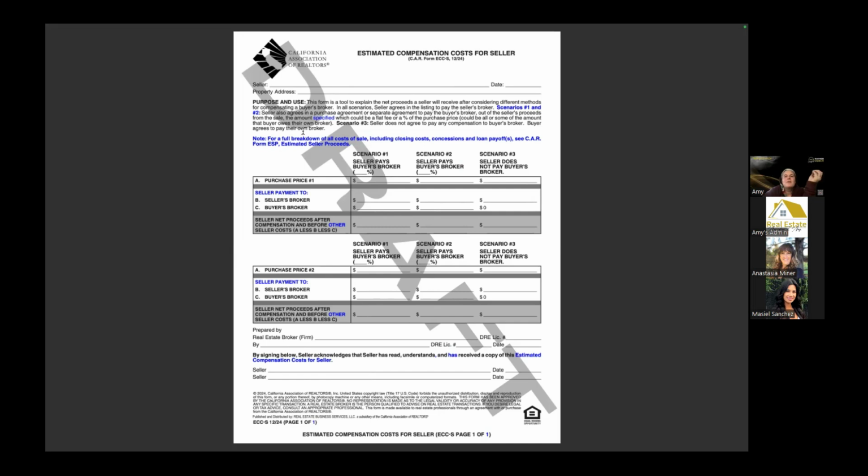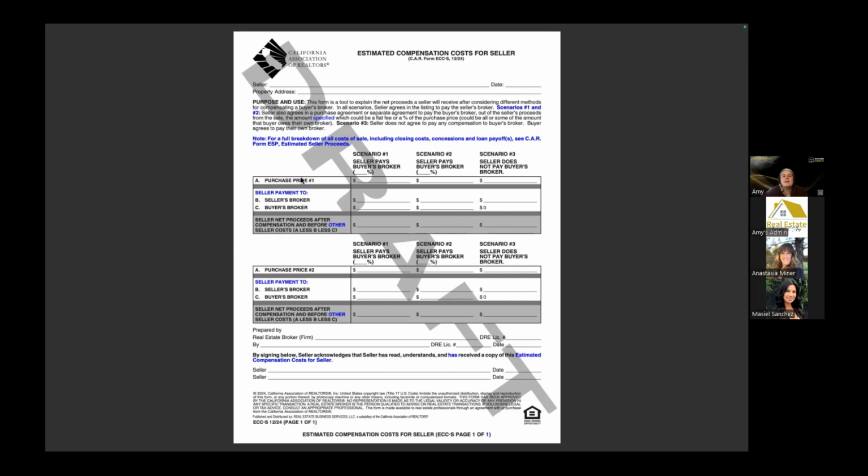So this form is a tool to explain the net proceeds the seller will receive after considering different methods for compensating a buyer's broker. In all scenarios, seller agrees in the listing to pay the seller's brokerage. Scenarios 1 and 2, seller also agrees in a purchase agreement or separate agreement to pay the buyer's broker out of the seller proceeds from the sale, the amount specified, which could be a flat fee or a % of the purchase price. Could be all or some of the amount that buyer owes their own broker. Scenario 3, seller does not agree to pay any compensation to buyer's broker. Buyer agrees to pay their own broker. For full breakdown of all costs of sale, including closing costs, concessions, loan payoffs, see CAR form ESP or estimated seller proceeds.